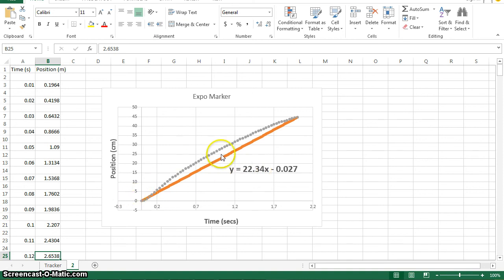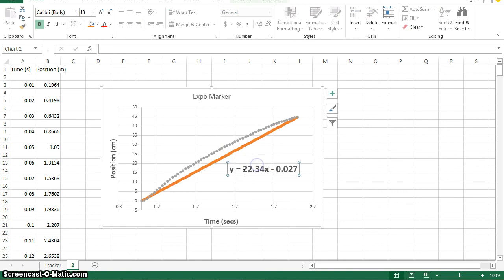And this orange line right here is the information that Python gave me, and that is a 22.34 slope, which is my velocity that I inputted earlier. And so the dotted gray line represents the position of my marker.